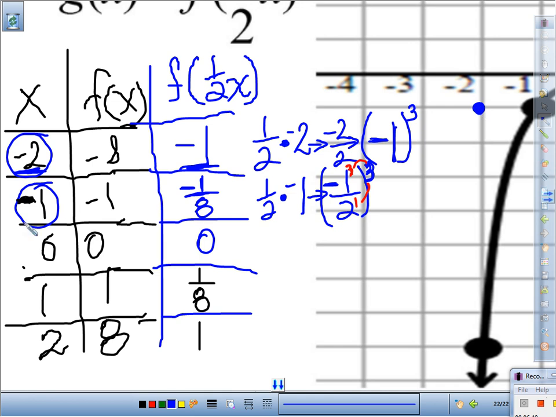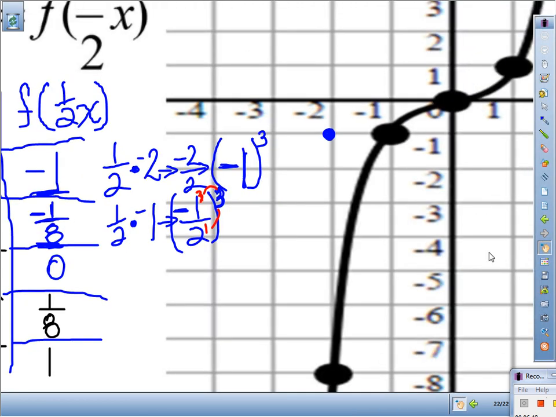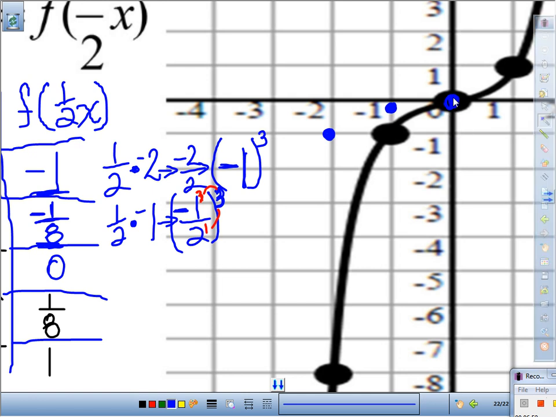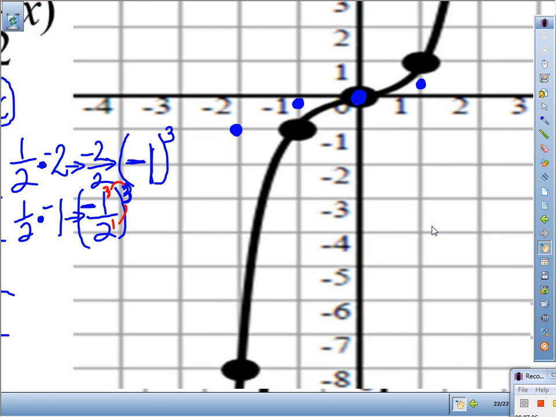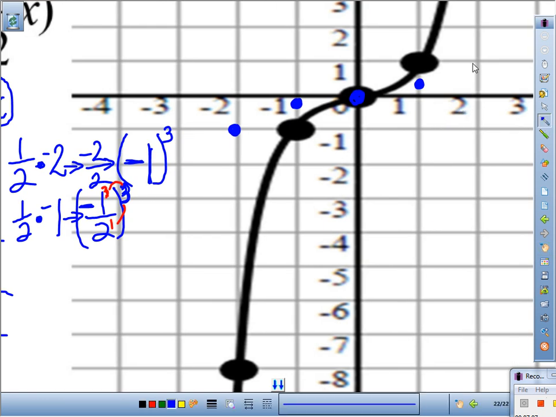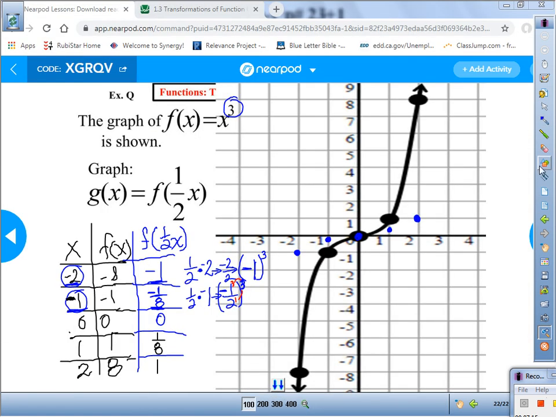What's my next one? Negative 1 and negative 1/8. So let's see where that's at. Negative 1, negative 1/8 is very close right there. Next, 0, 0. 1 and 1/8. And the last one, 2 and 1. Let me zoom out.